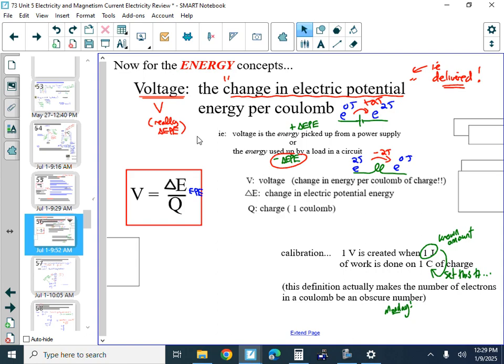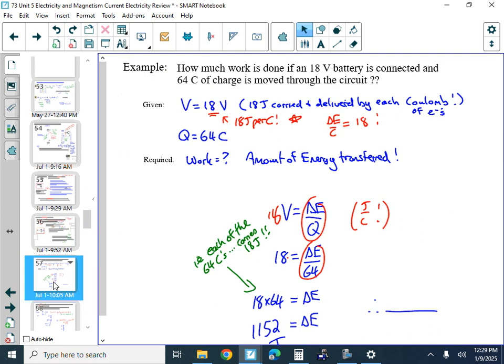And then voltage is, like we set up above, the change in electric potential energy that each coulomb of electrons has, right? So it's change in energy per coulomb of charge. So just simple things like, if it asked how much work is done, well, that's change in energy, right? And so the change in energy would be the variable that you could solve for. You'd have your 18 volts, you'd have your 64 coulombs of charge, and so we're starting to be able to calculate how much energy is carried by a circuit and so on, if we knew this many coulombs of charge flowed or whatever, right?